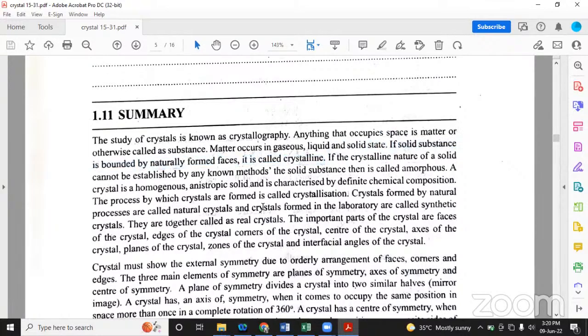The crystalline nature of a solid cannot be established by any other known methods. Like an amorphous solid is homogeneous, anisotropic, and solid. It is characterized by a definite chemical composition. Same chemical composition having the anisotropic solid.